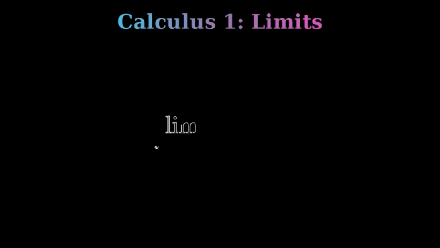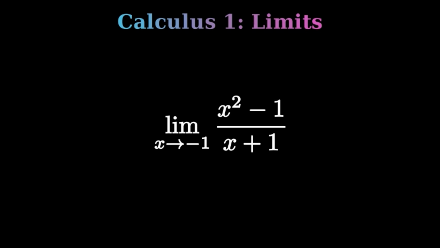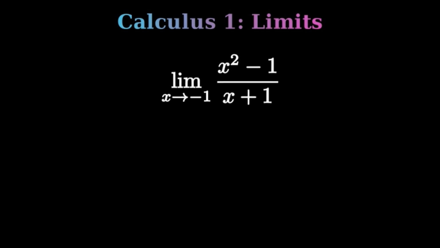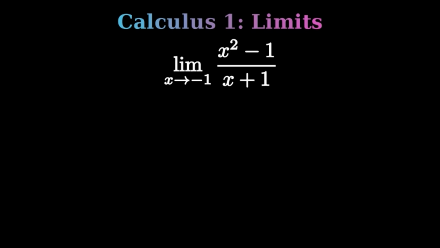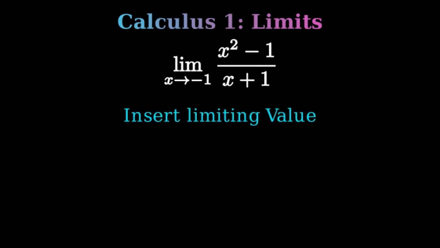Okay, so we're working on calculus 1 limits. Let's get started. We have the limit as x approaches -1 of (x squared minus 1) divided by (x plus 1). So the first thing we're going to want to do is insert the limiting value. What that means is that we're going to insert the -1 into all the x's that you see present.